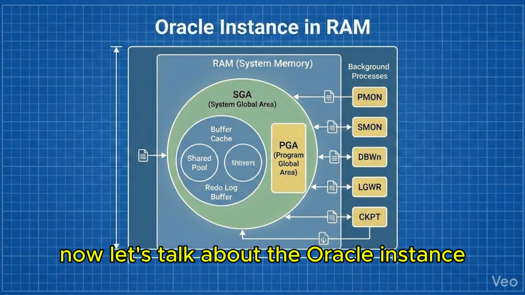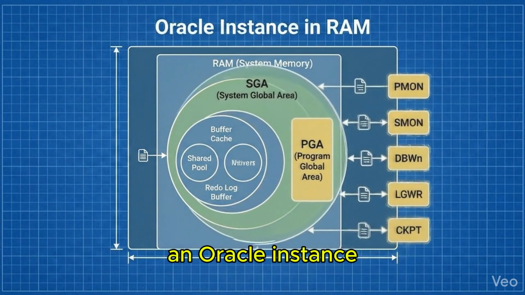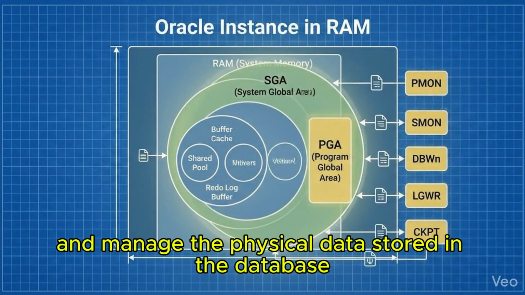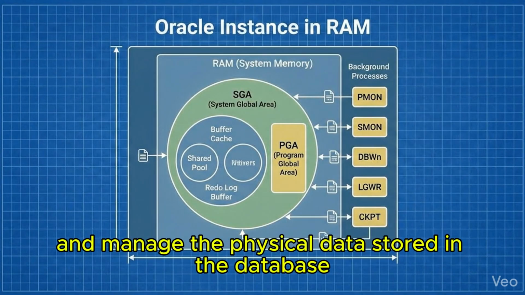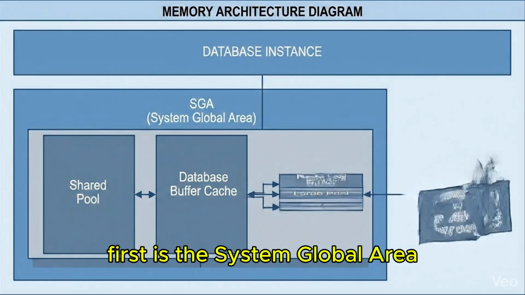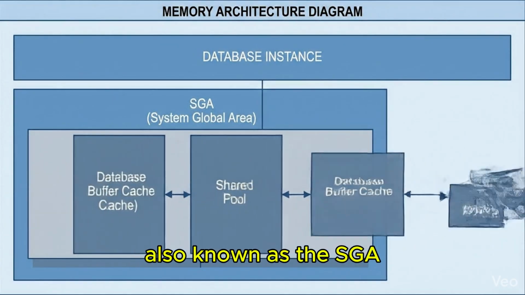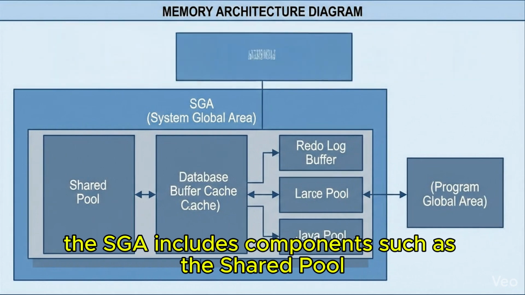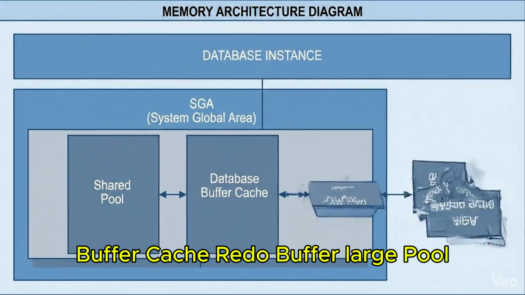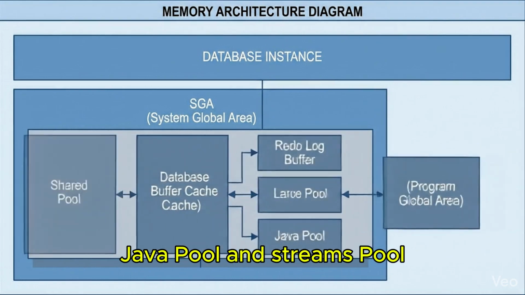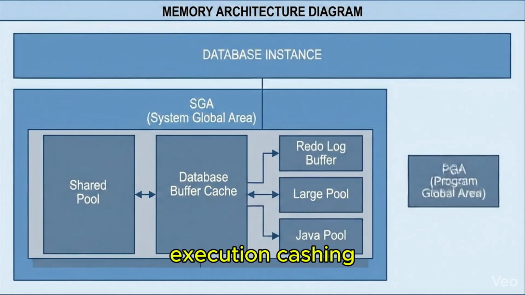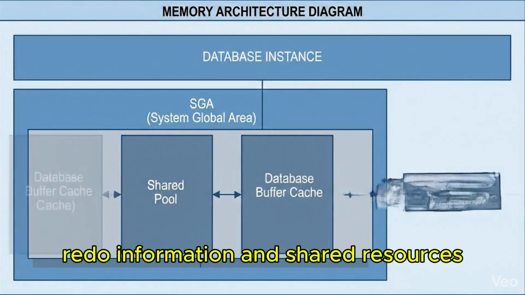Now let's talk about the Oracle Instance. An Oracle Instance is the memory and background processes that allow Oracle to read, write, and manage the physical data stored in the database. The instance consists of two main parts. First is the System Global Area, also known as the SGA. The SGA includes components such as the shared pool, buffer cache, redo buffer, large pool, Java pool, and streams pool. These memory structures help Oracle manage SQL execution, caching, redo information, and shared resources.